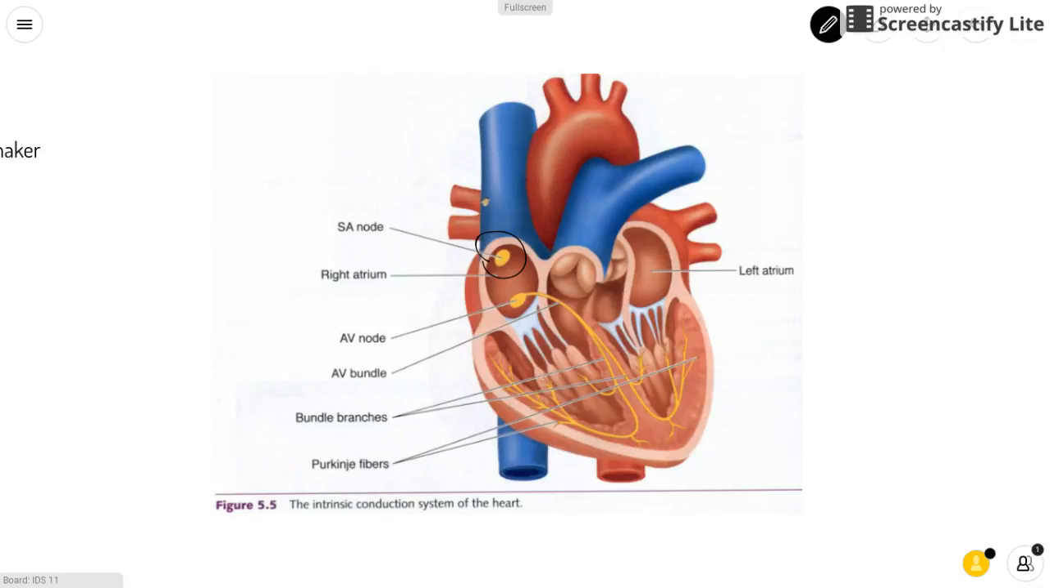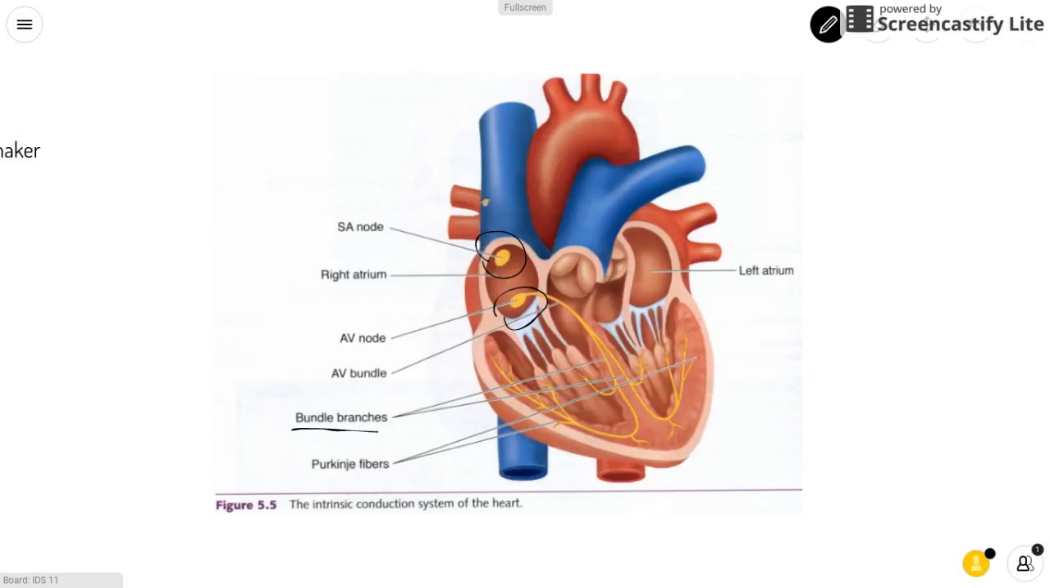The signal is picked up by the AV node, which is located also in the right atrium, just below the interatrial septum, which is the wall between the 2 atria. It carries the signal from the SA node to the AV node to the bundle of His, which is a bundle of nervous tissue, and then to the Purkinje fibers, which branch off to the left and right ventricles to signal them to contract. This stimulates the cardiac muscles to contract together and send blood out of the heart.